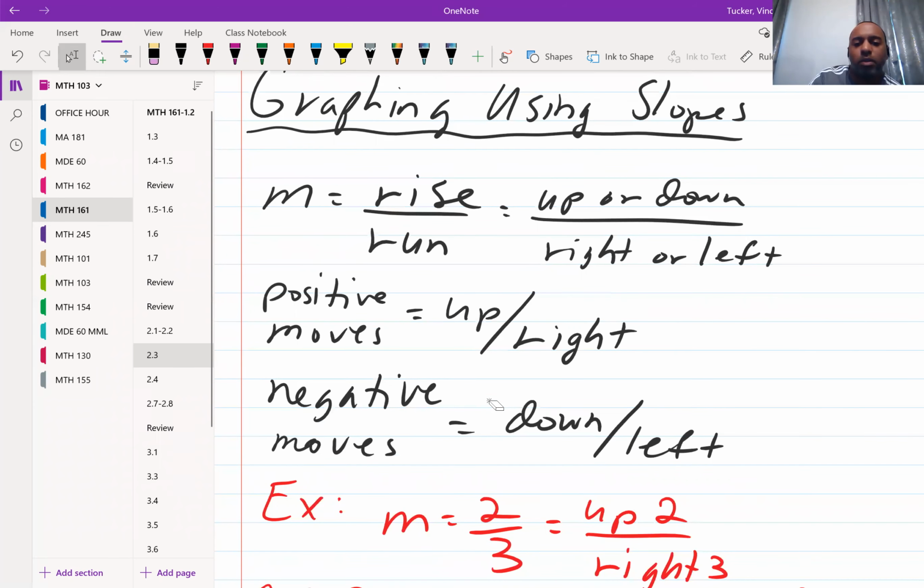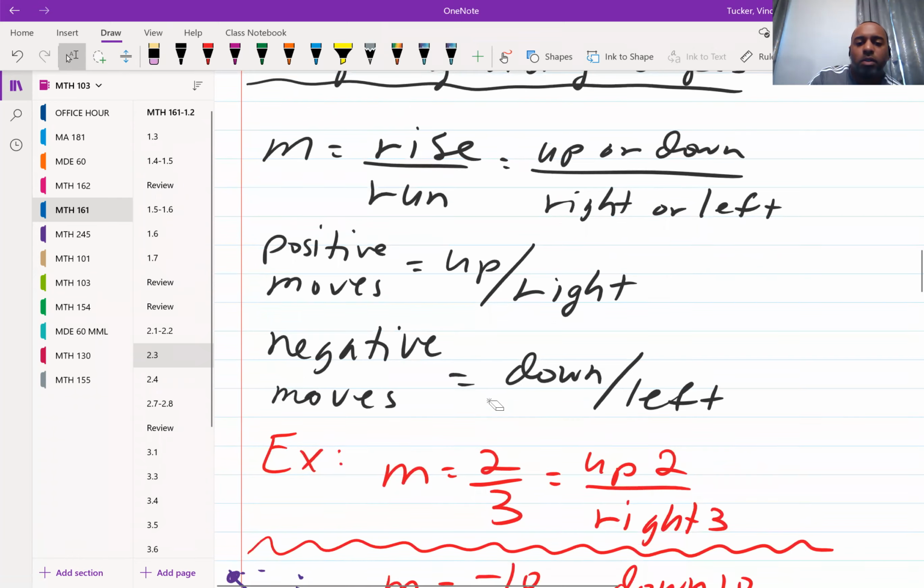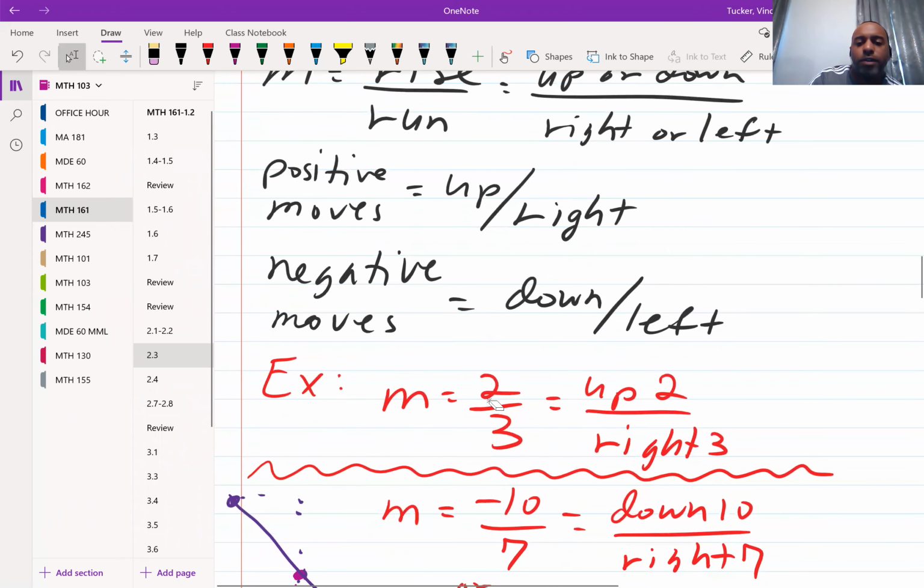All right. So we look at these two right here. If you have a +2 over a +3, that means you go up 2, right 3.